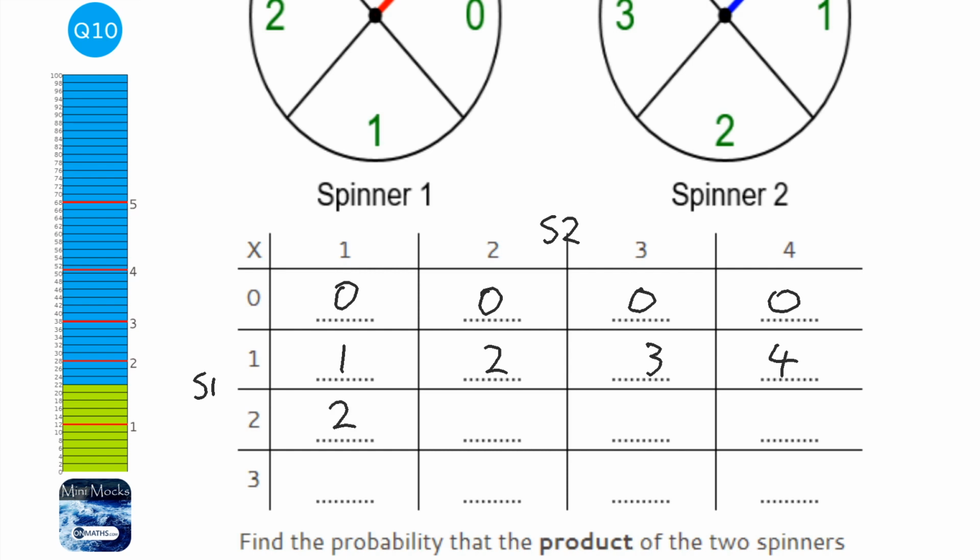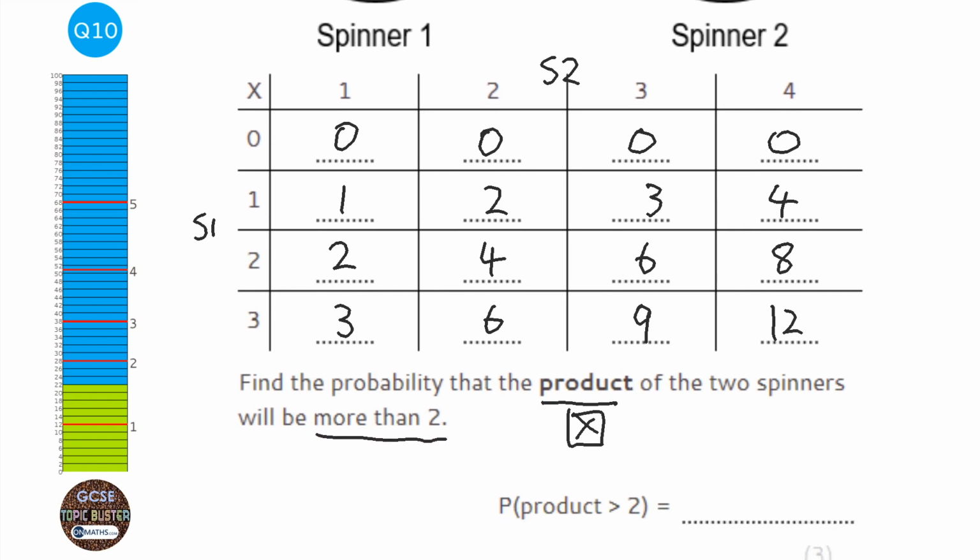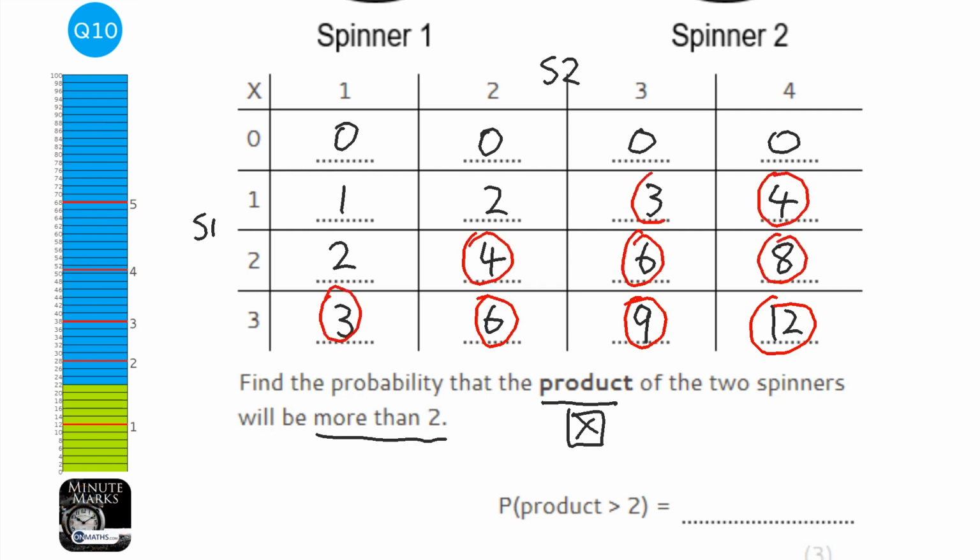2 times 1, 2 times 2, 2 times 3, 2 times 4, and 3 times 1, 3 times 2, 3 times 3, and 3 times 4. So these are all our possible answers when we spin these 2 spinners. And what I'm going to do is try and show all the ones that are more than 2. So 1, 2, 3, 4, 5, 6, 7, 8, 9. So 9 of them are more than 2. So 9 will be on the top of my fraction when I show the probability.